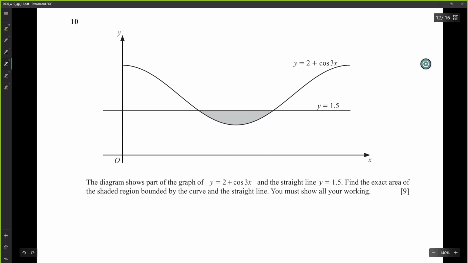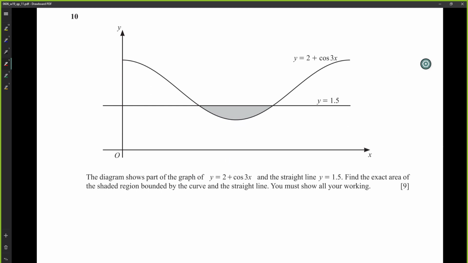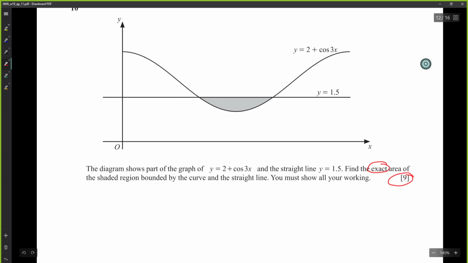Alright, so number 10, integration. The diagram shows part of the graph y equals 2 plus cos 3x and the line y equals 1.5. Find the exact area. Pay attention to the word exact, because you kind of need to leave it in pi form, I believe. The shaded region is bounded by the curve and the straight line. You must show all your working, 9 marks. It's a bit crazy, but I believe you can do that.